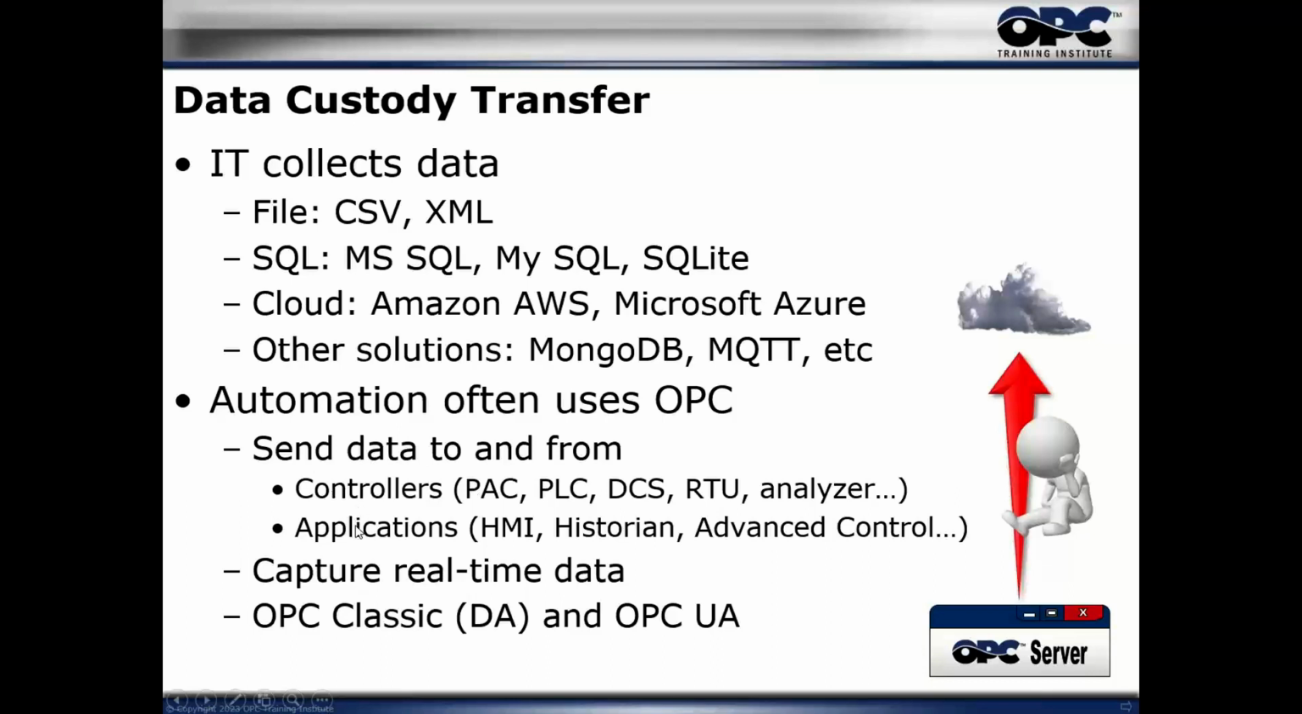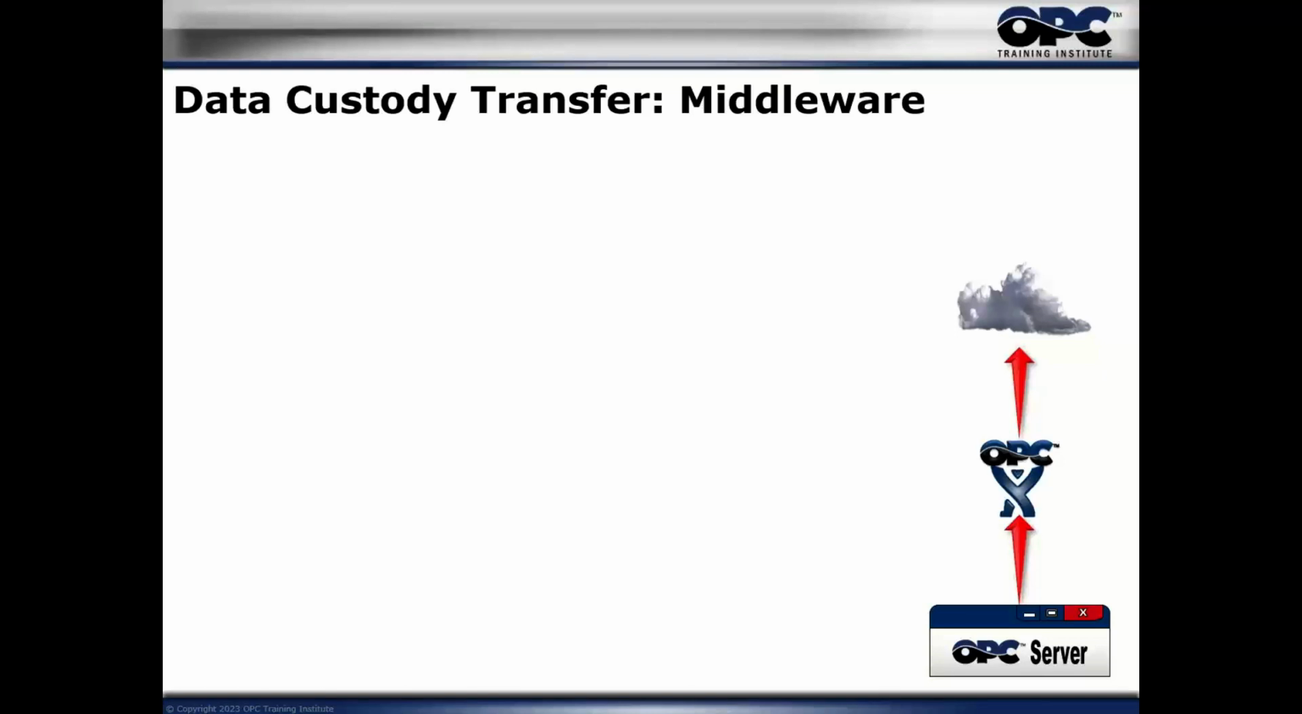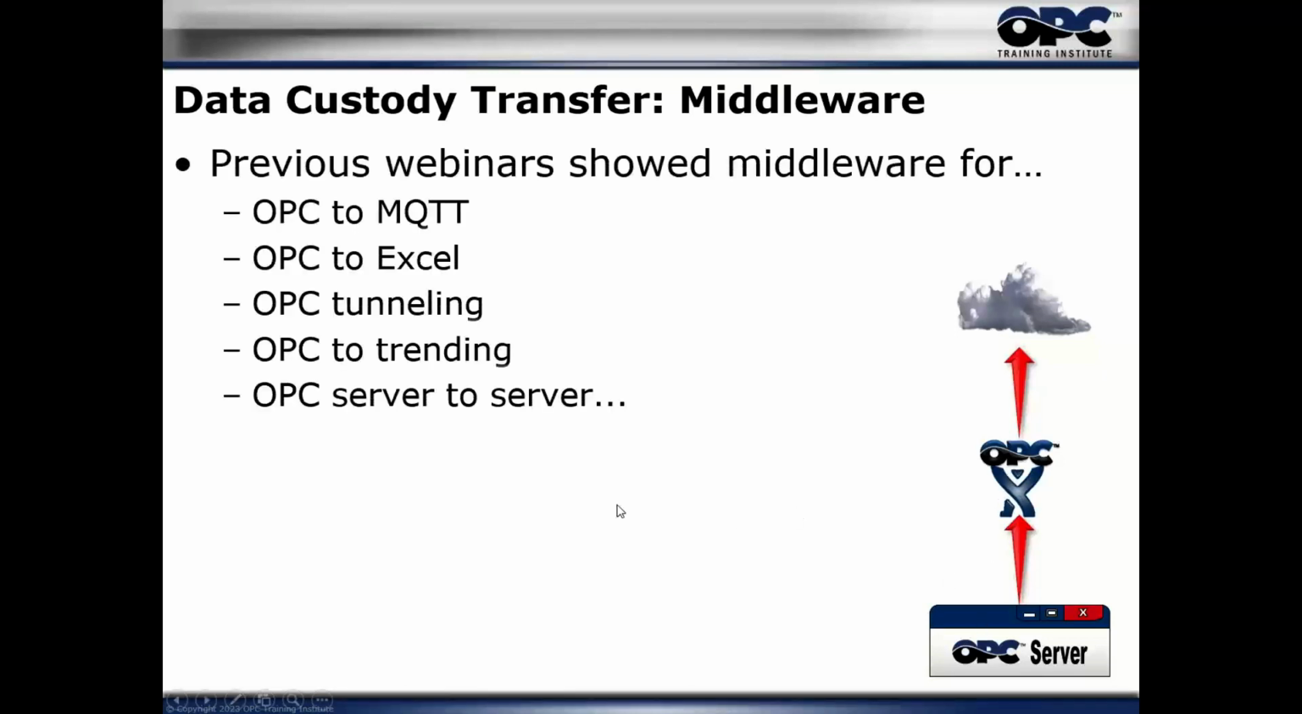So from the controllers or from their applications, like maybe a human machine interface, or historian, or maybe they're doing advanced process control or whatever. So again, what you need to do is to capture that real-time data using either OPC Classic, DA, or OPC UA. So the middleware we're going to be seeing here is OPC Expert.